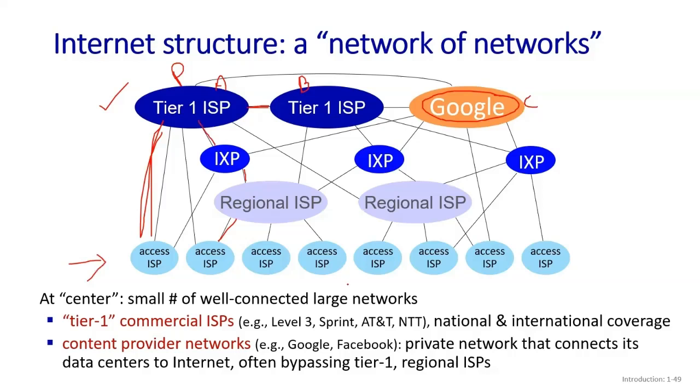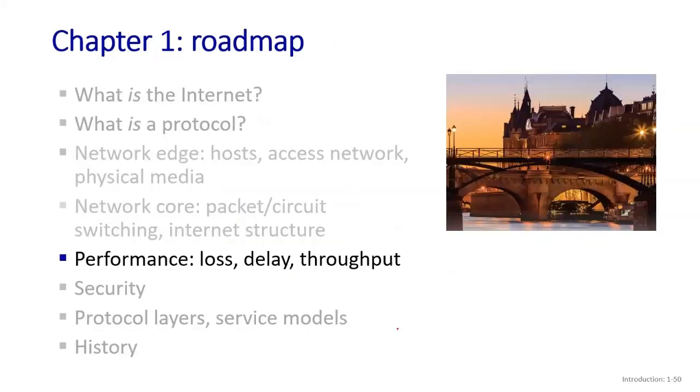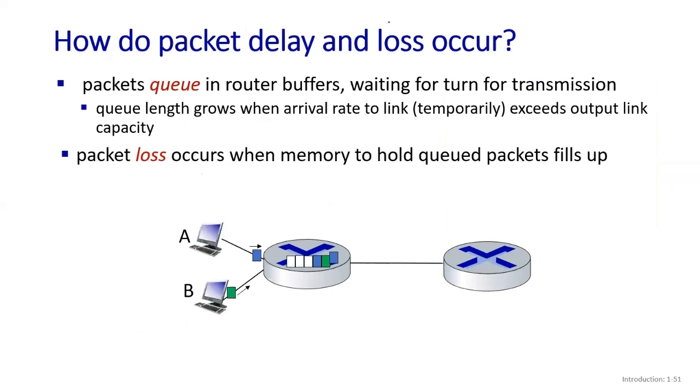Tier 1 commercial ISPs, for example Level 3, Sprint, AT&T, NTT, have national and international coverage. The content provider networks, for example Google and Facebook, run their own private networks that connect their data centers to the internet, often bypassing tier 1 and regional ISPs. Okay, so we are done with these ISPs and the network core. Let's talk about performance. What is packet loss, and what is packet delay?